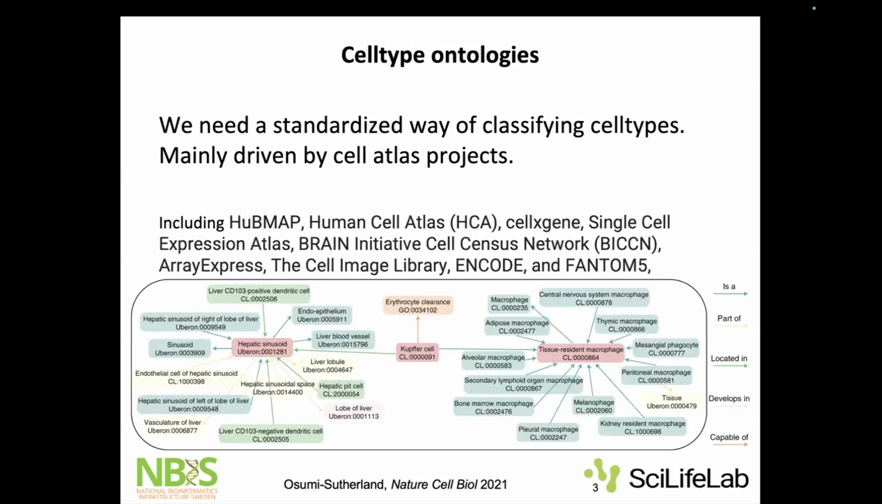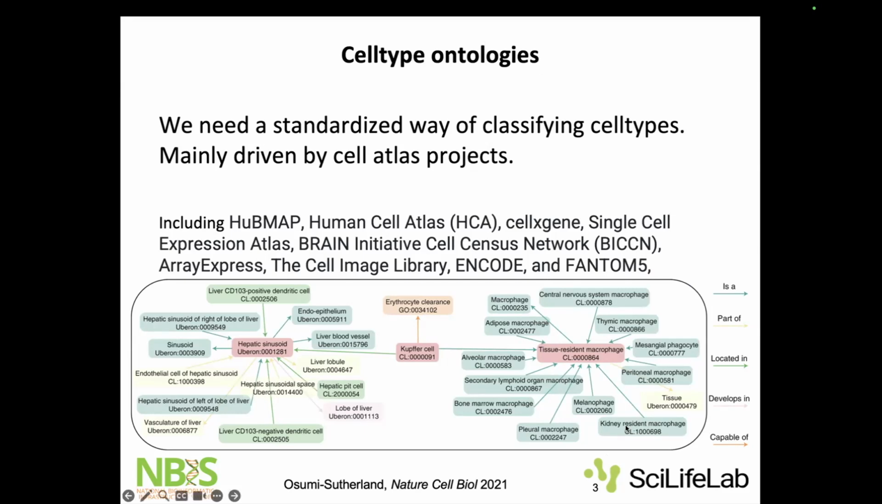The other thing we need to keep in mind is that we need a standardized vocabulary when we want to annotate cell types. So this effort started in 2021, mostly by Cell Atlas projects, that they started to have a cell ontology that can be used in different projects. So if they want to integrate different data sets, then the vocabulary is similar, so they don't have to deal with the mismatches between cell types.